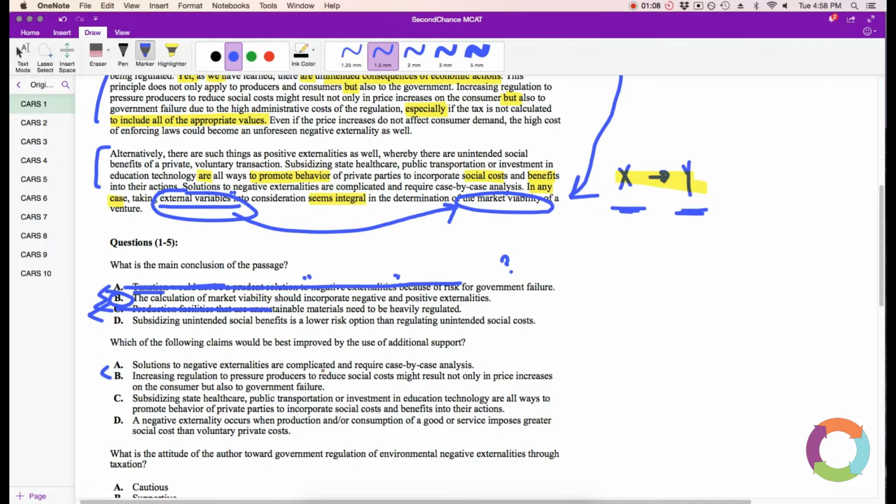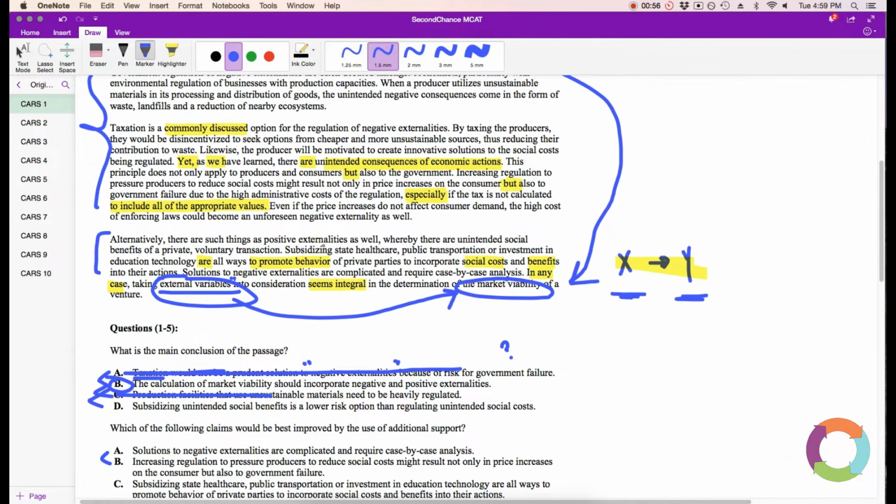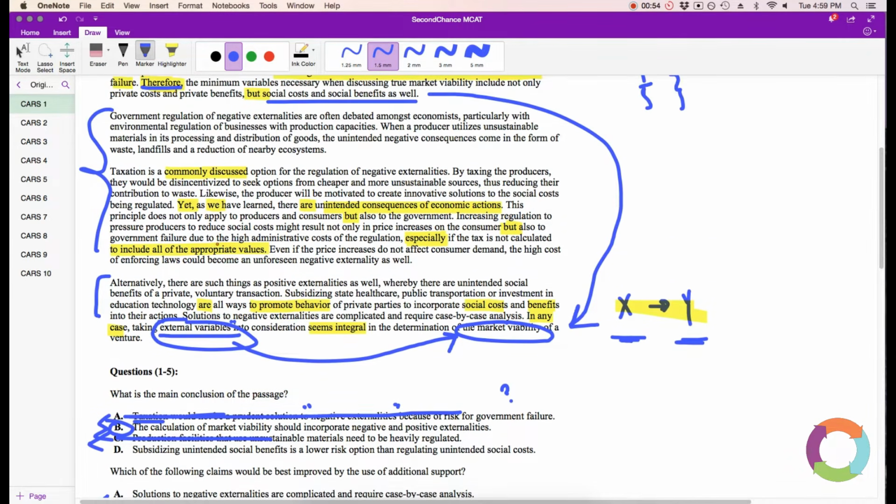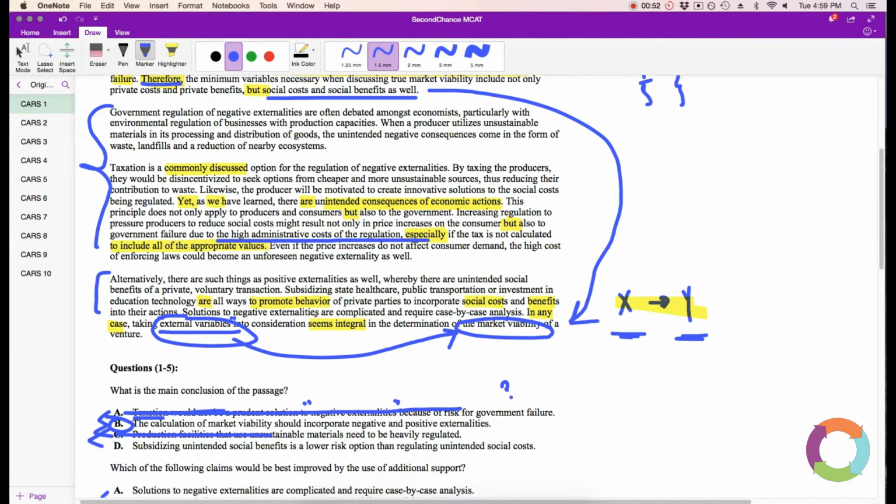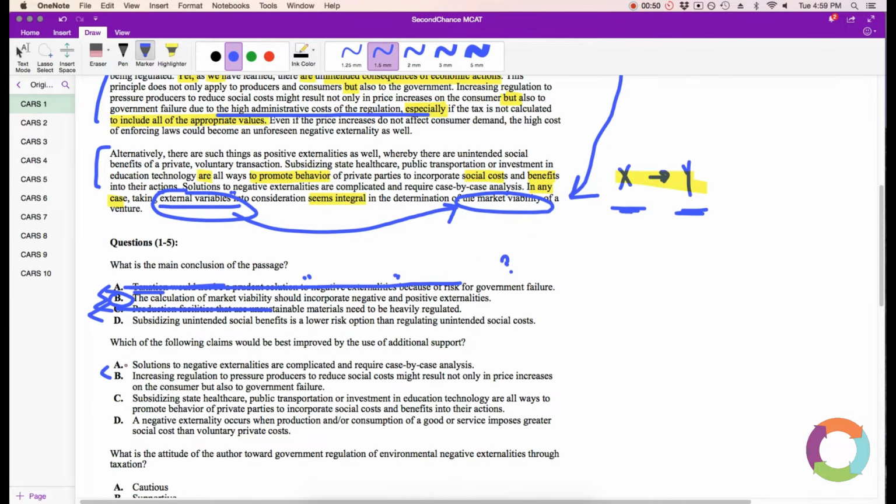Solutions to negative externalities are complicated and require case-by-case analysis. That was the whole passage, so that's pretty weak. Increasing regulation to pressure producers to reduce social costs might result in government failure, and they say that's due to high administrative costs, especially blah blah blah. So that has some support, but I'll cross off A.